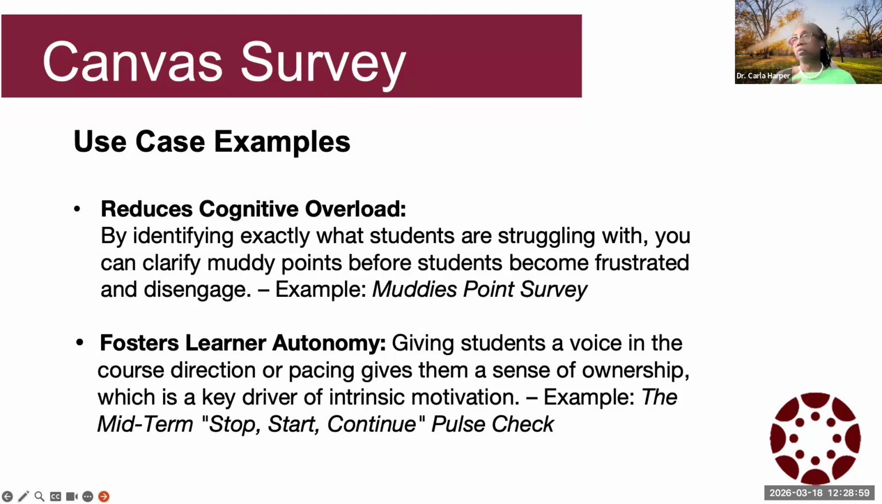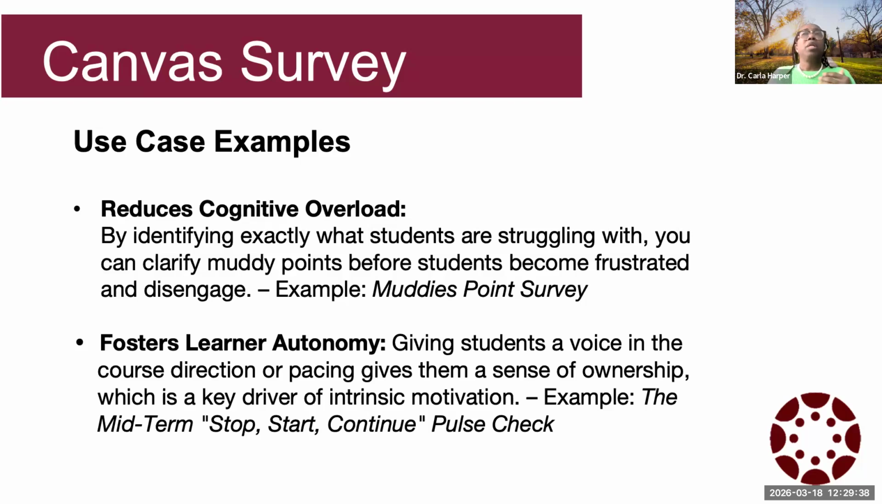One is muddiest point surveys, if you've not thought about that. Maybe after a summative assessment or a major quiz, you may want to ask students where they are, to help them understand where they're struggling. A muddiest point survey helps find out where they're getting hung up, where the bottleneck is. You can help them reduce their cognitive overload with what they're struggling with in the course, and give them some sense of control or autonomy.